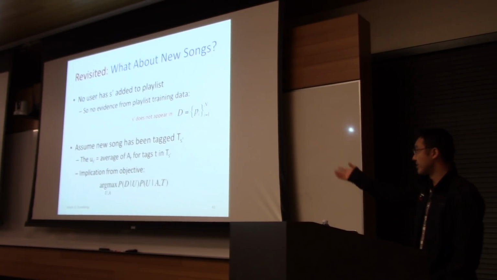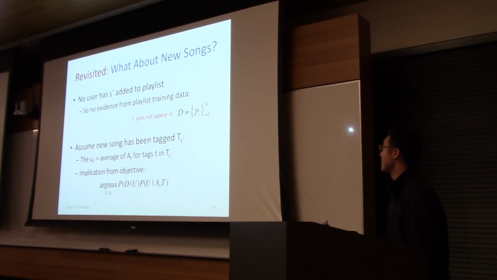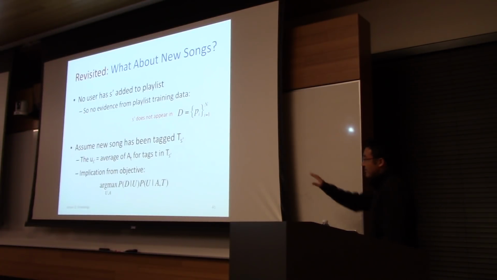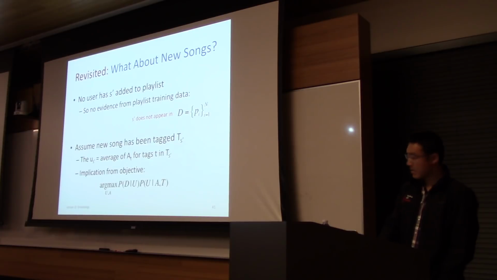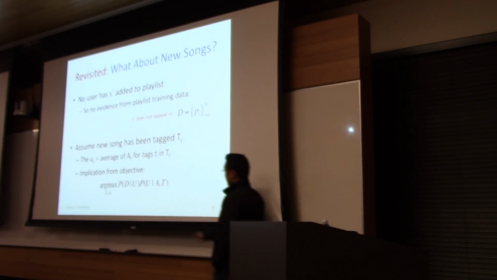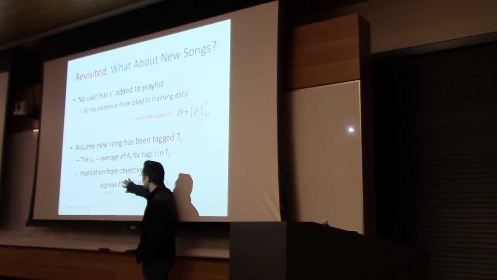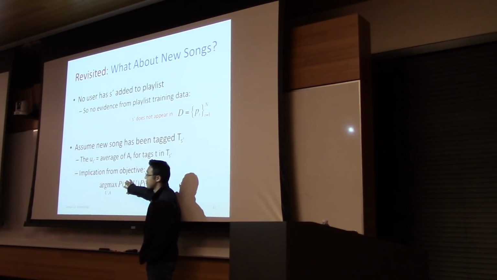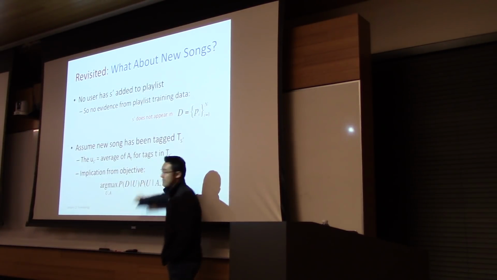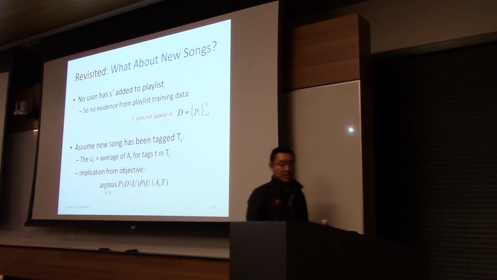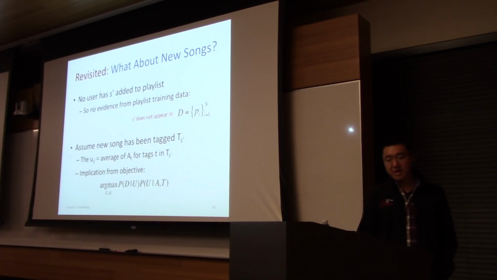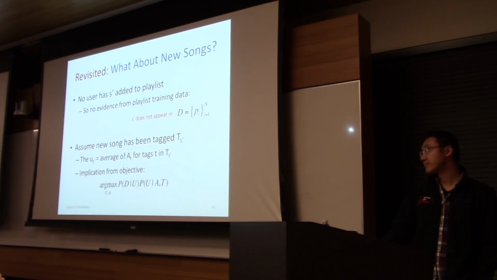And this initialization of this new song is implied by maximizing this objective. In this objective, this part doesn't exist because the song doesn't appear in any playlists, and this part is maximized by choosing the embedding of that song as the average of the embeddings of the tags.